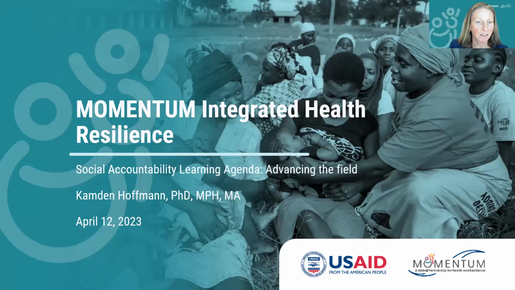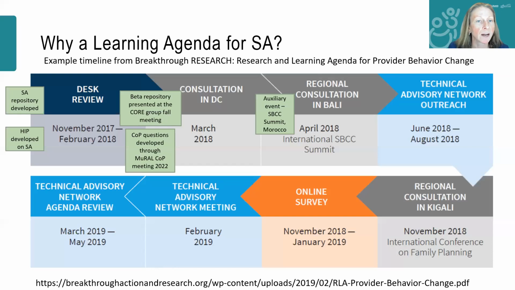So what I'd like to present now is what we're calling a learning agenda for social accountability and how this came to be. Next slide, please. So why a learning agenda for social accountability? This started with the USAID high impact practices brief on social accountability to improve family planning information and services, as well as the Measuring for Social Accountability Community of Practice annual meeting held last year in December, looking at the relationship between social and behavior change and social accountability.